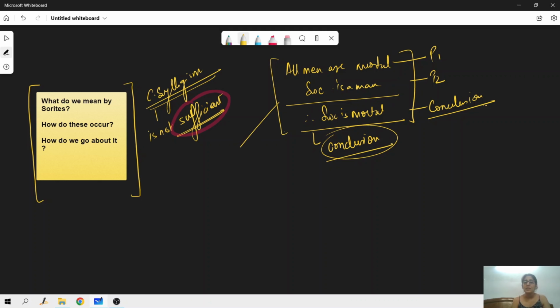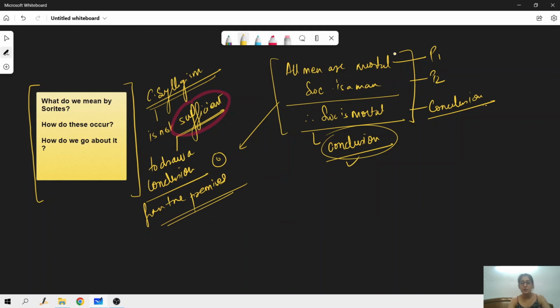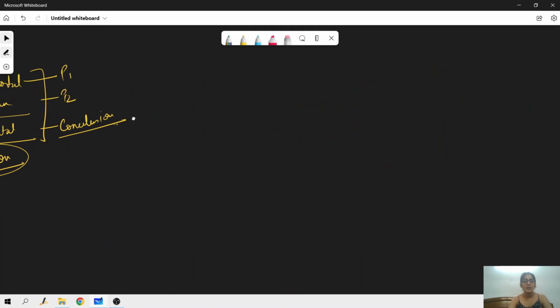Now, the point is that we can draw a conclusion from these. But what happens if this kind of a categorical syllogism is not given? Or what happens if you get a categorical syllogism which is not sufficient enough? Sufficient enough for what? To draw a conclusion from the premises. So you have looked into this categorical syllogism which is sufficient enough. Now let's look at the example of what we're actually going to deal with. What happens if such questions come in the exam?